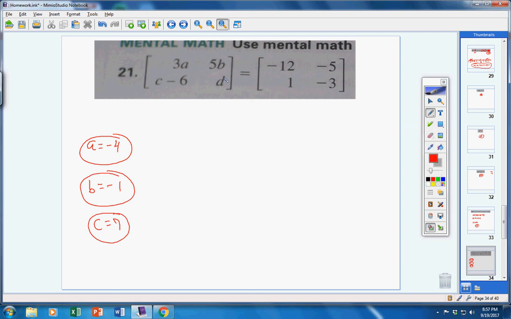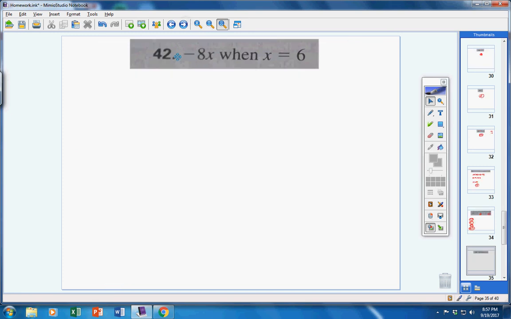And lastly, d. These two should be equal. So d equals negative 3. And there's no work to show. That's it. So here we go. There's your 4 answers for A, B, C, and D. Okay? Alright, page 96, numbers 42, 44, and 48.